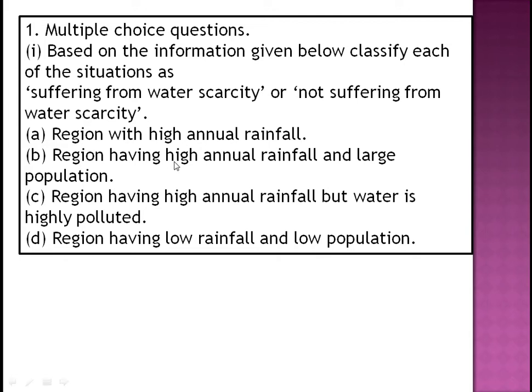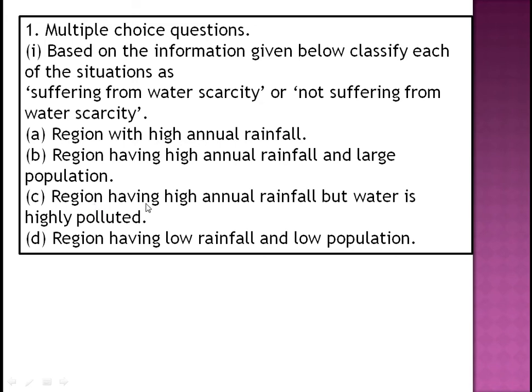Second, region having the high annual rainfall and large population. So rainfall is also high, but population is also more. So they will have a water scarcity problem. So the answer here will be suffering from water scarcity. First one, not suffering from water scarcity. Second one is suffering from water scarcity.